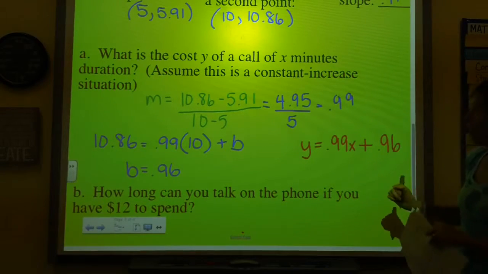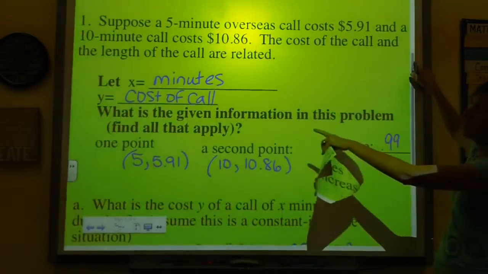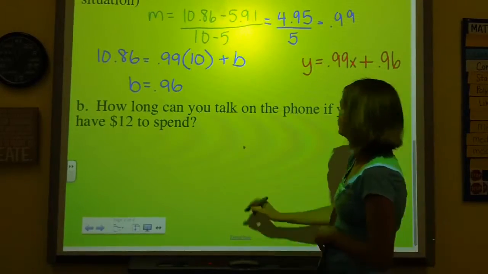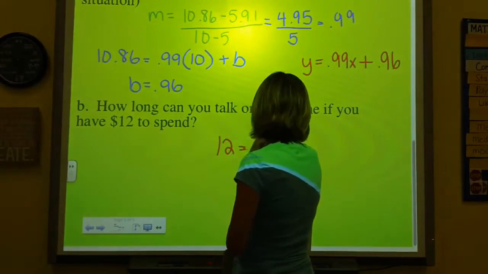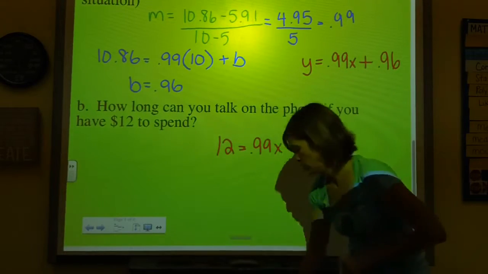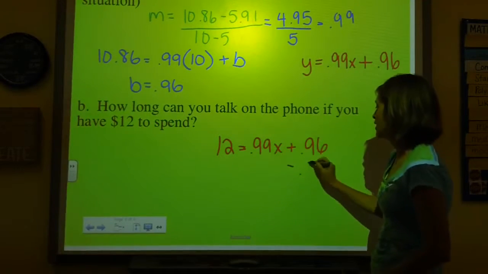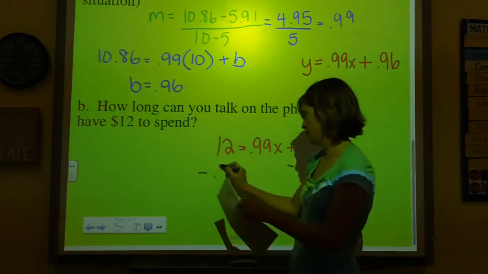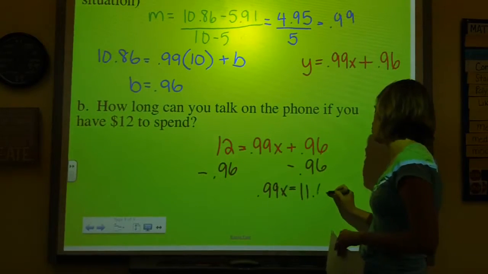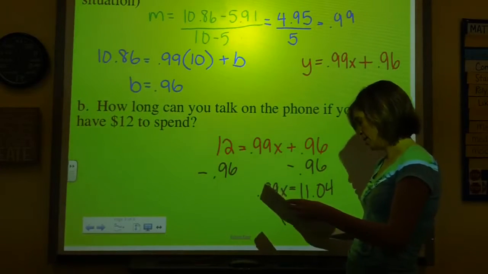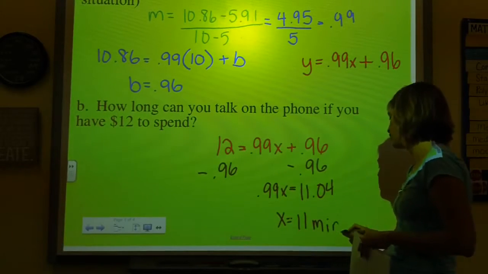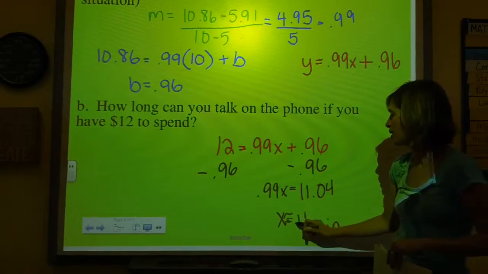All right, so it says, how long can you talk on the phone if you have $12 to spend? Well, the amount to spend is the cost of the call, and it's asking for the minutes, so that means we need to find X when Y is 12. So we set our equation equal to 12. All right, so I'm going to subtract 0.96, and I get 0.99x equals 11.04. I divide by 0.99, and I end up getting, I think, about 11. Okay, so it's approximately 11 minutes.